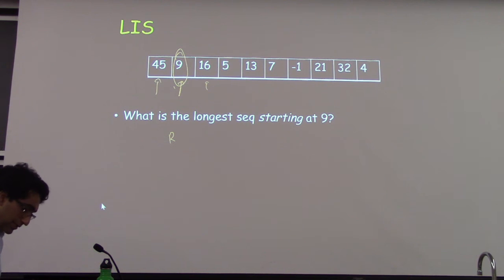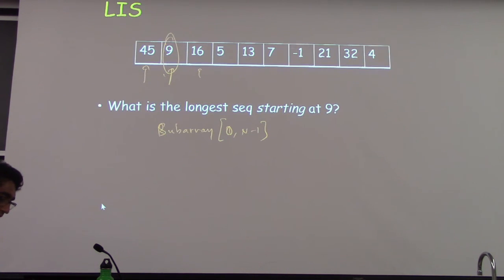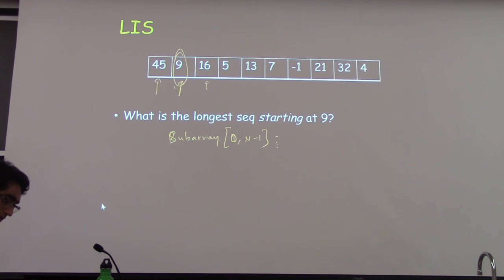So let's call this subarray of 0 through n minus 1. Okay, so this is the function call that I'm trying to write. And what I'm saying is, okay, try to solve subarray of 1 to n minus 1. You could solve for 1 to n minus 1 and then see if 0 can be added. No, so I have to be a little bit more careful. Okay, so let's see. Suppose I want to find the longest subarray which starts with 45.